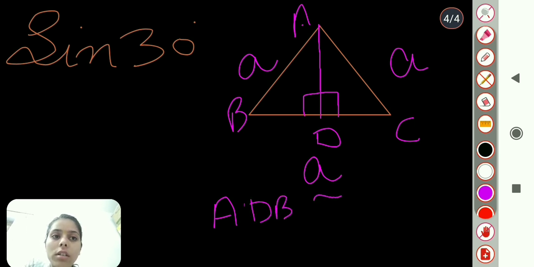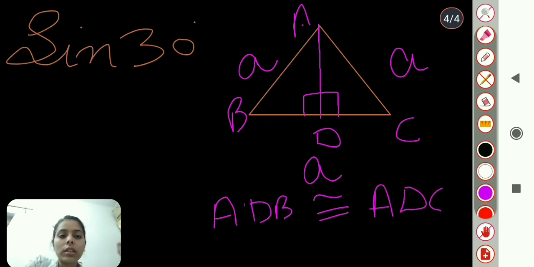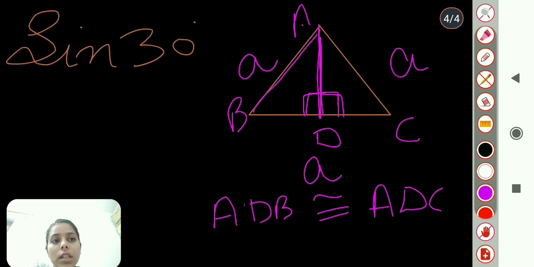is congruent to ADC, right? By congruency rule, we can see here congruency rules are followed. Like this side AD is common in these two triangles, and this 90 degree angle is also equal, and this side AB is equal to AC. So in this way, the triangle ADB is congruent to triangle ADC. I hope this is clear to you all.